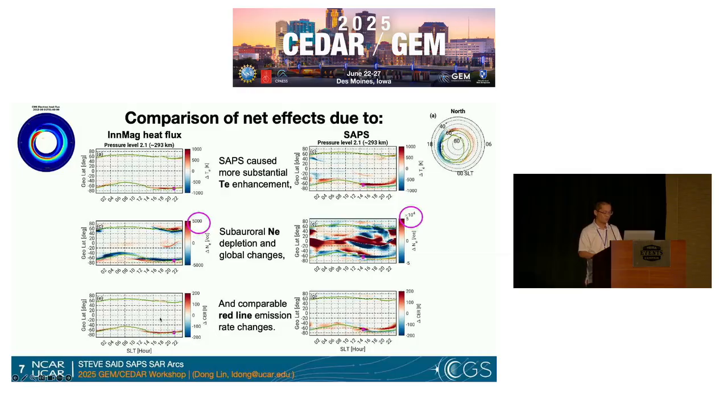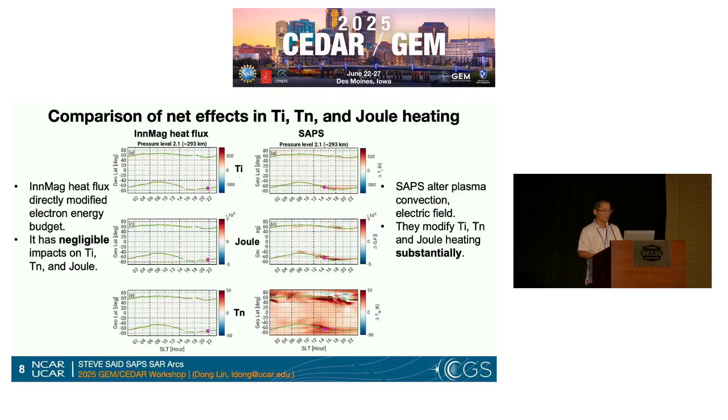So this will be used to explain their role in the generation of the subauroral red arc, for example. And we further analyzed their impacts on other parameters, such as ion temperature, Joule heating, or neutral parameters. And here you can see a more drastic difference between the two mechanisms.